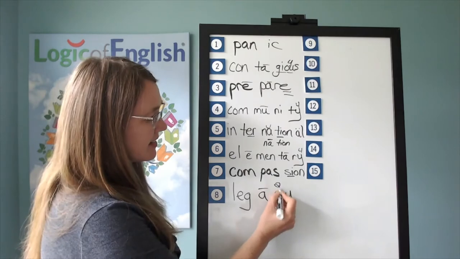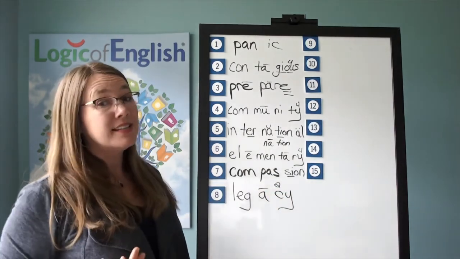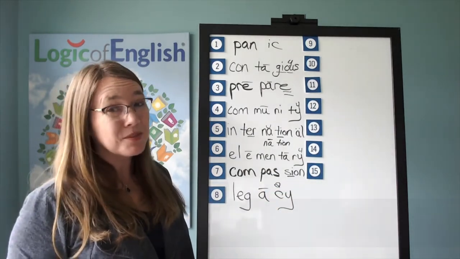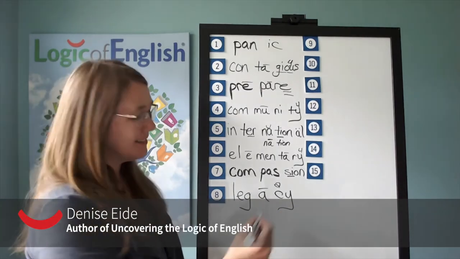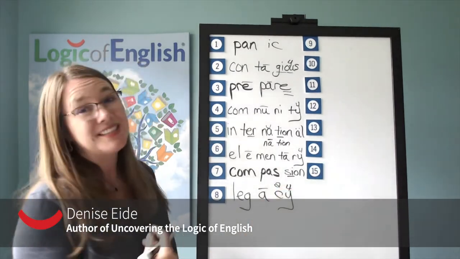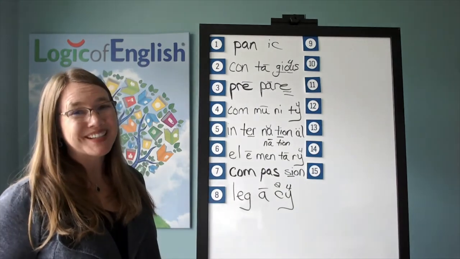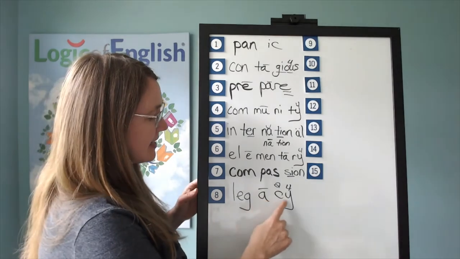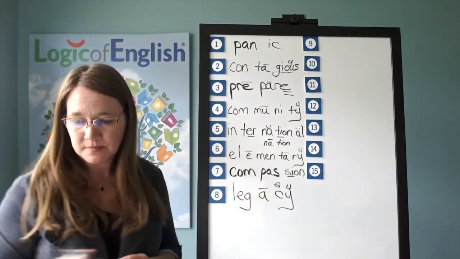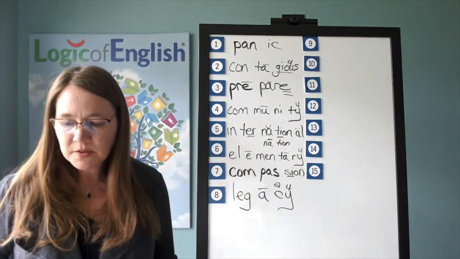And why is the c softening to s? C always softens to s before an E, I, or Y. And what sound is the Y saying? It's saying its E sound at the end of a multisyllable word in an unstressed syllable. Let's read it. L-E-G-A-C-E, legacy.